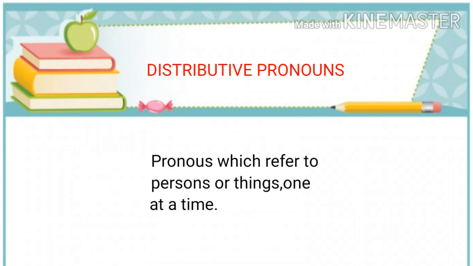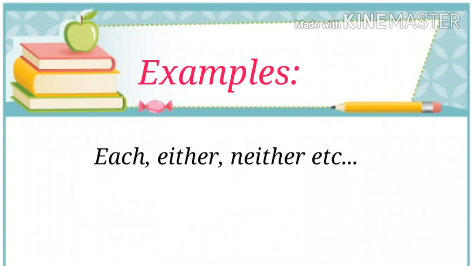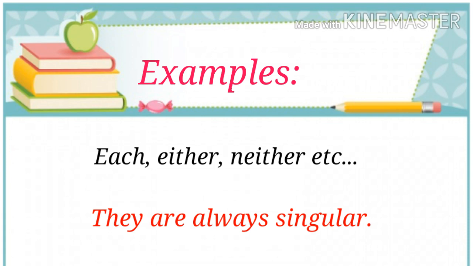Distributive pronouns. Pronouns which refer to persons or things one at a time are called distributive pronouns. Example, each, either, neither, etc. Remember, distributive pronouns are always singular.